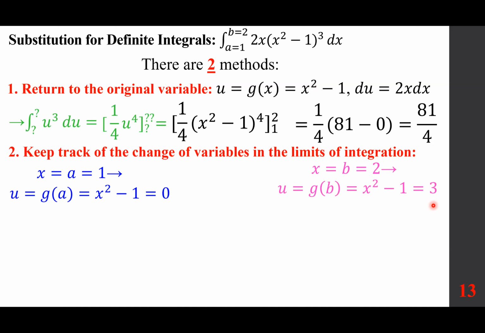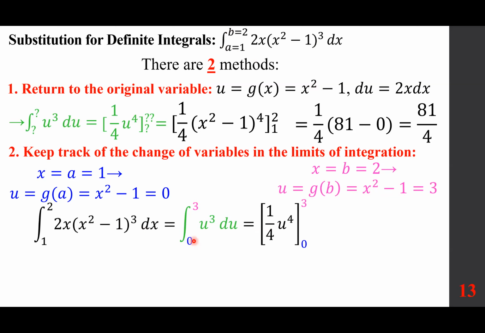And therefore, this becomes this with the limits of 0 to 3. So this is the original one. This is the substitution from 0 to 3 now, which is, of course, 1/4 u to the power of 4 from 0 to 3. If you plug in 3, 3 to the power of 4 is 81, 0 gives you 0, and obviously we get the same answer. Normally, when you do the u substitution, if you use the new limits, it's easier.